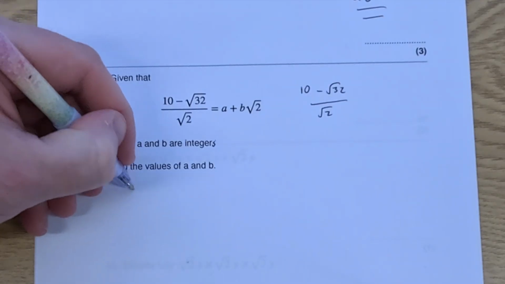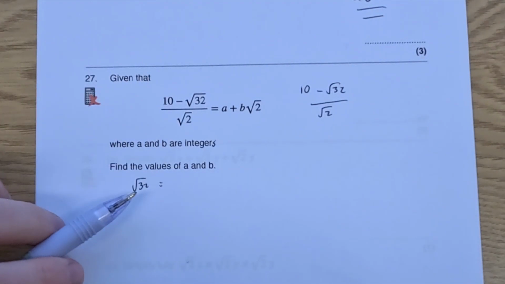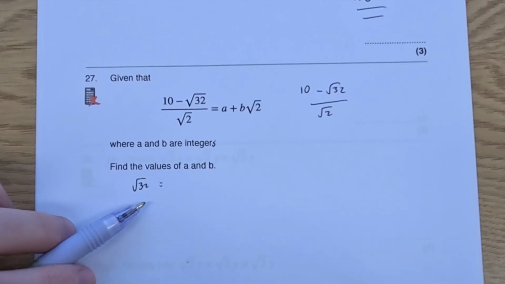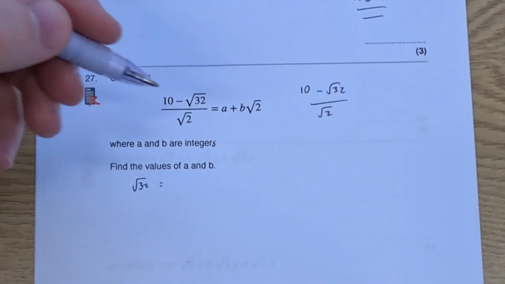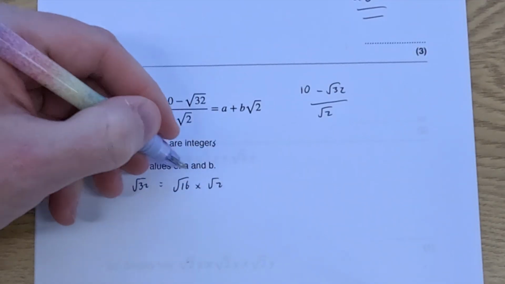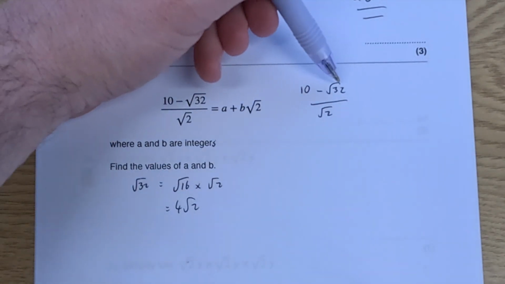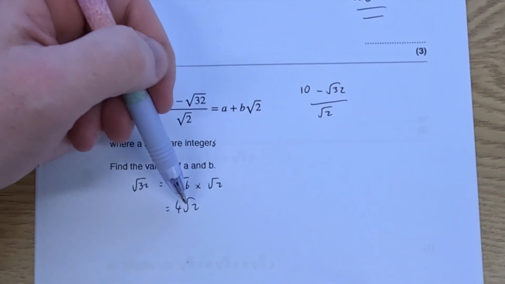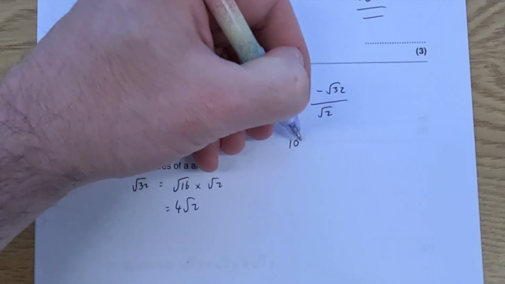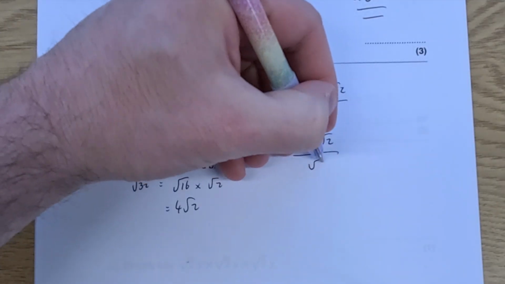So I'm just going to do that here. Root 32 will be equal to, well, let's find the biggest square number that's a factor of 32. 25, no. 16, yes. So root 16 multiplied by root 2. And the square root of 16 is 4, so 4 root 2. So that means that root 32 is equal to 4 lots of root 2. So this would become 10 subtract 4 lots of root 2 over root 2.